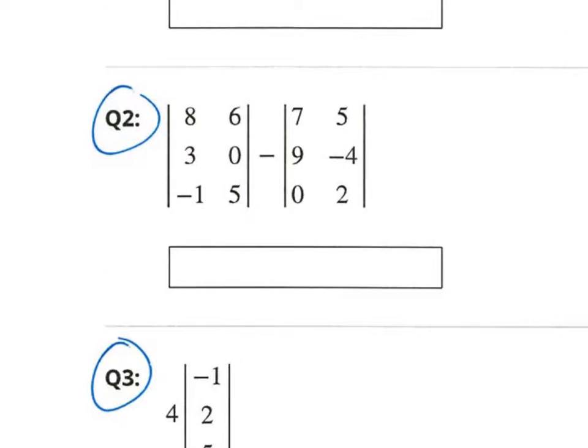Question number two is the same exact thing. The only difference is we're a 3-row by 2-column. We're subtracting again. So again, you're just going top left minus top left, top right minus top right, and so on.